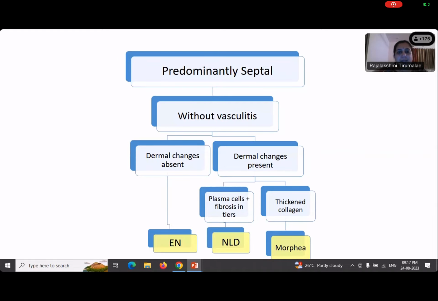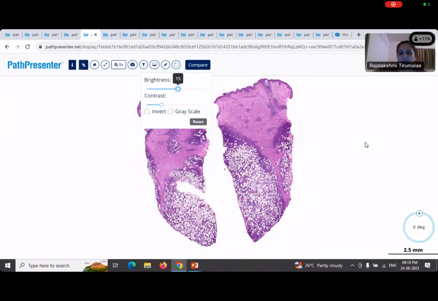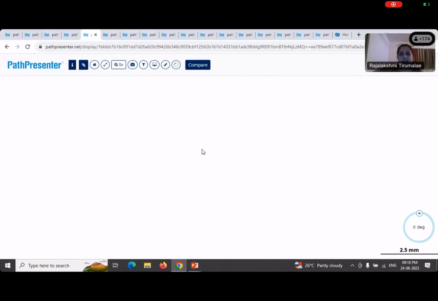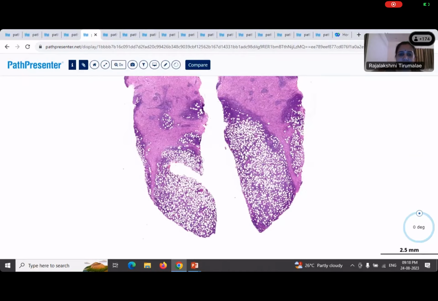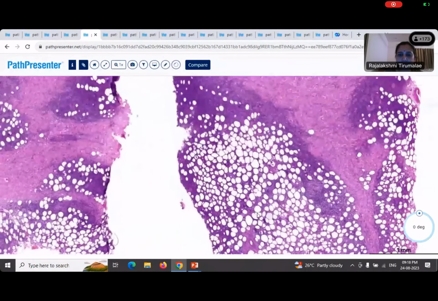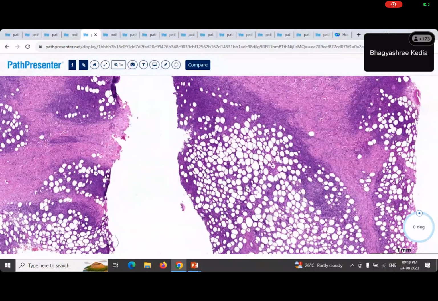Now I'm going to show you another case, which I have not shared with you all, just to illustrate the difference. Where is the infiltrate in this case? Is it in the lobules or is it in the septum? Lobules. This is in the lobules, right? This is a lobular panniculitis.